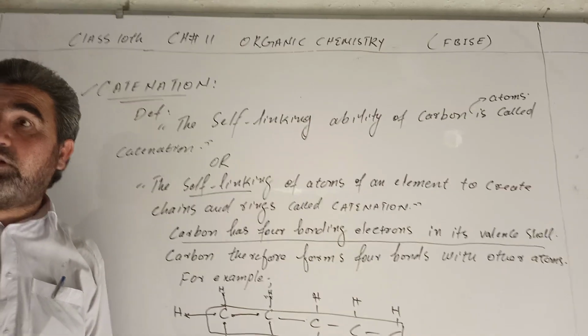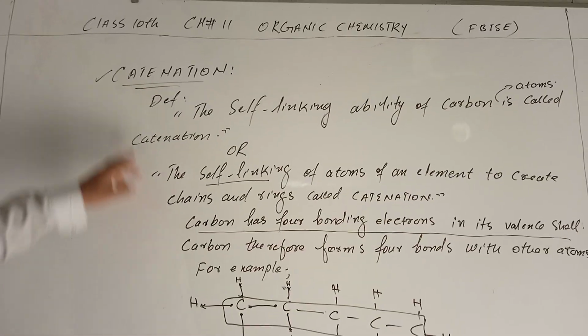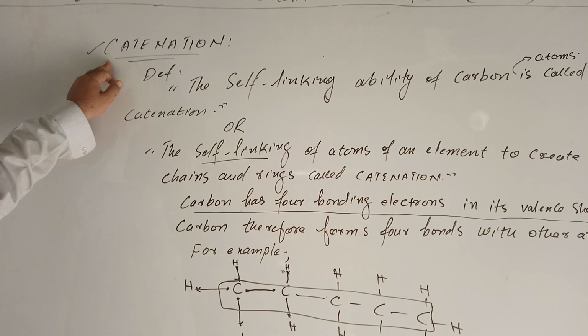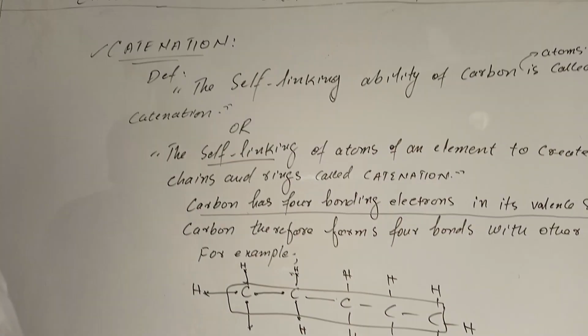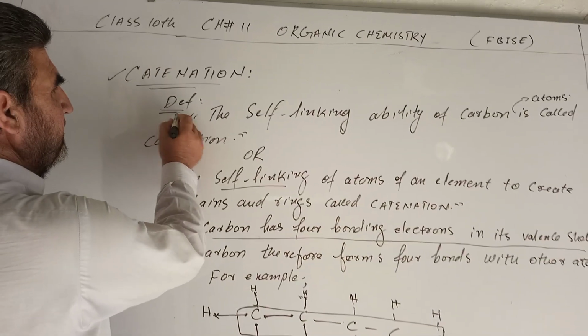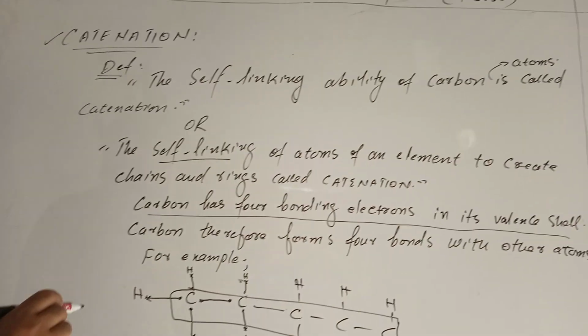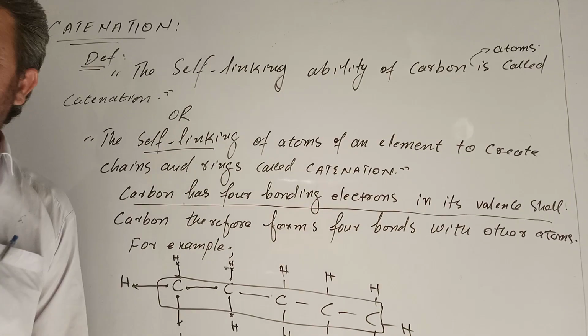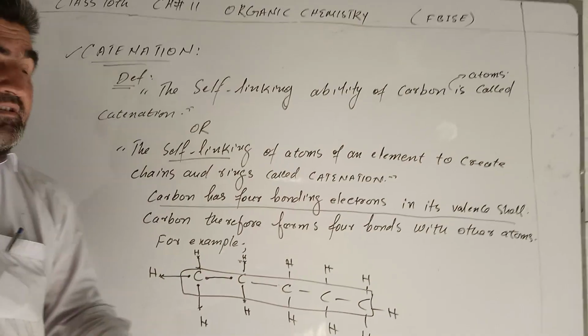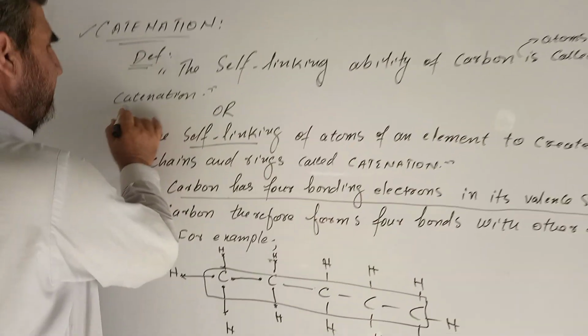Hi students, today our topic is catenation. Today we will discuss catenation. Now what is catenation? The definition of catenation is the self-linking ability of carbon atoms. This is known as catenation.